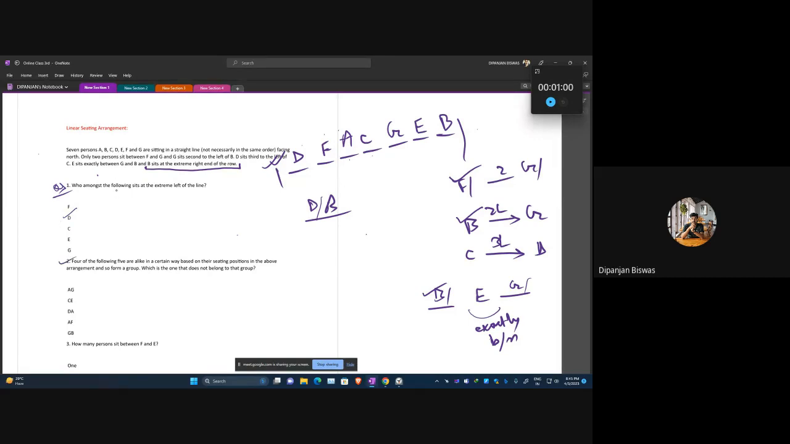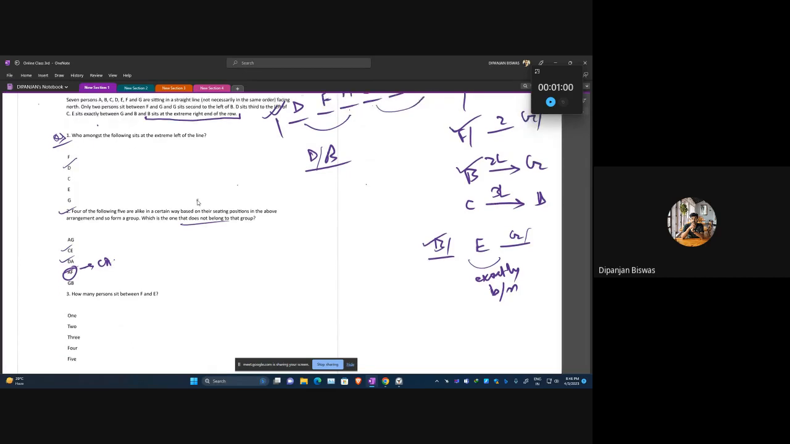In question number 2, 4 of the following 5 are alike in a certain way, so find who doesn't belong to the group. So these are obvious questions. A and G: how are A and G related? There is one person sitting between A and G. Again, if we take C and E, you can see one person gap between them. D and A, again one person gap between D and A. A and F are immediate neighbors. So this is our correct answer. Okay.